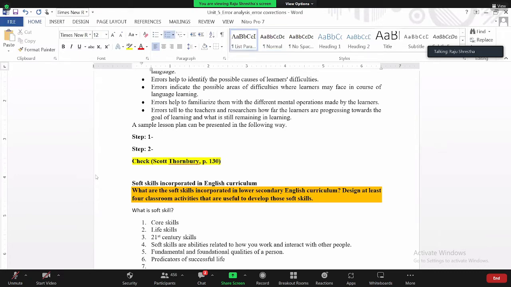Soft skill: here I have mentioned some points, then you also have some ideas and you make your answer. Just understand what soft skill means.